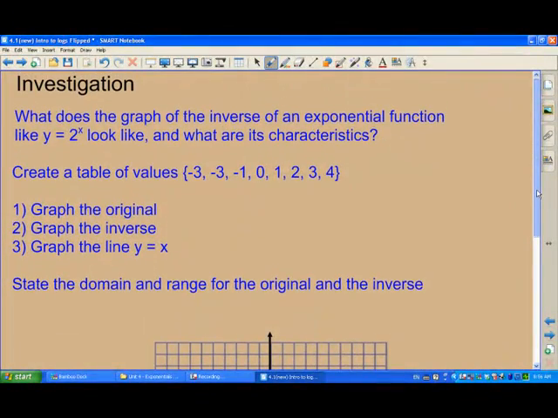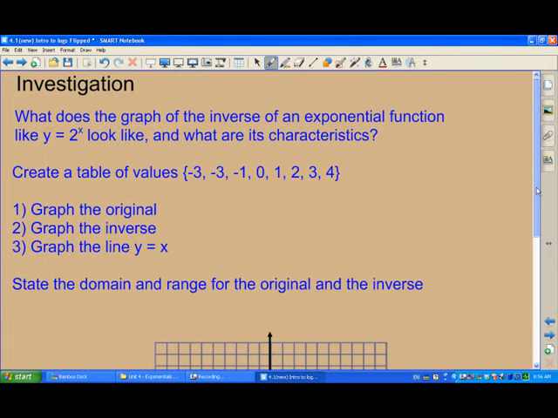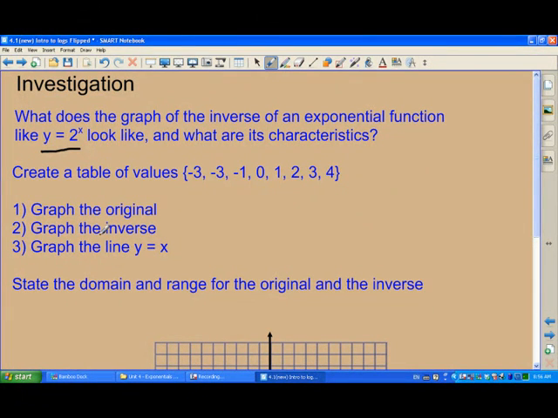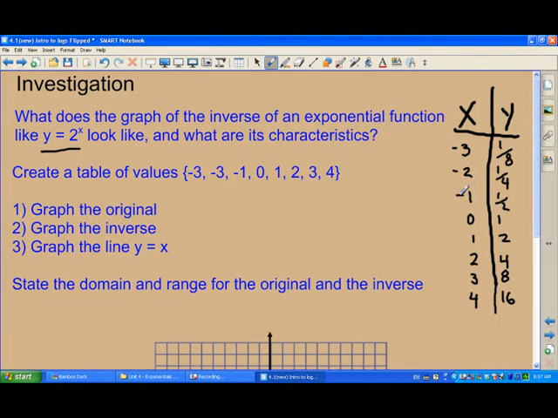One last thing I'd like to do, a little investigation, and you can follow along. What does the graph of the inverse of an exponential function look like? So if my function is y equals 2 to the power of x, I'd like to graph this function, graph the inverse, and then graph the line y equals x. So I'm going to create a small table of values. Making my table of values from -3 up to +4, I end up with this.